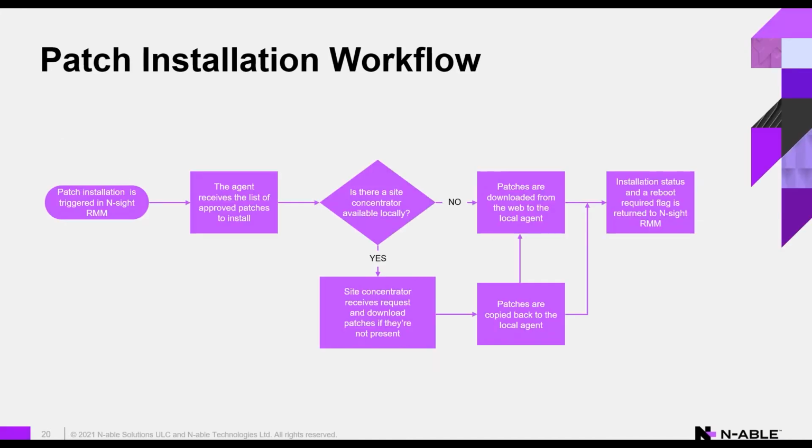How does installation work for us? Installation is triggered by the N-sight RMM in some fashion. First, it receives a list of all approved patches to install. The RMM checks to see if there's a site concentrator. If not, individual patches on individual devices are downloaded by the local agent, installed, and a reboot flag or an automatic reboot occurs.